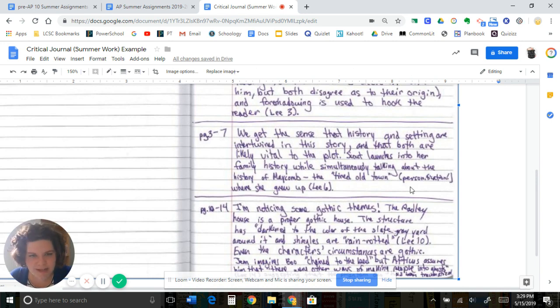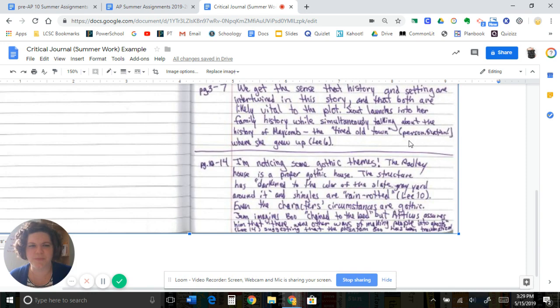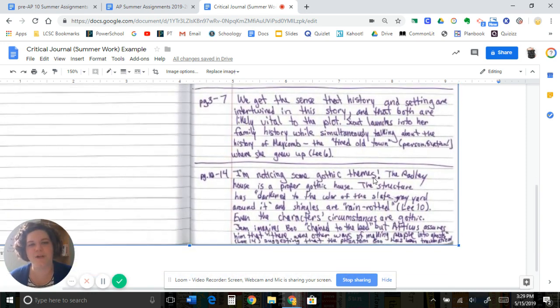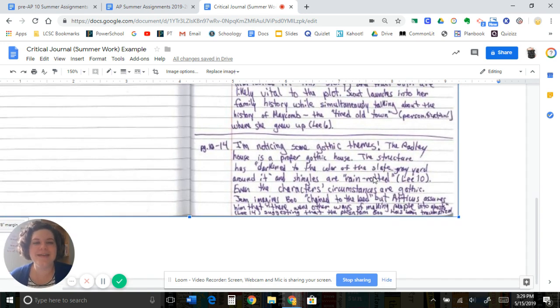And I also bring up a device. I don't really go into too much about how it affects the reader yet, but I just reference it because I did notice it and wanted to show my teacher. And then the last one, you can see I try to squeeze it in.